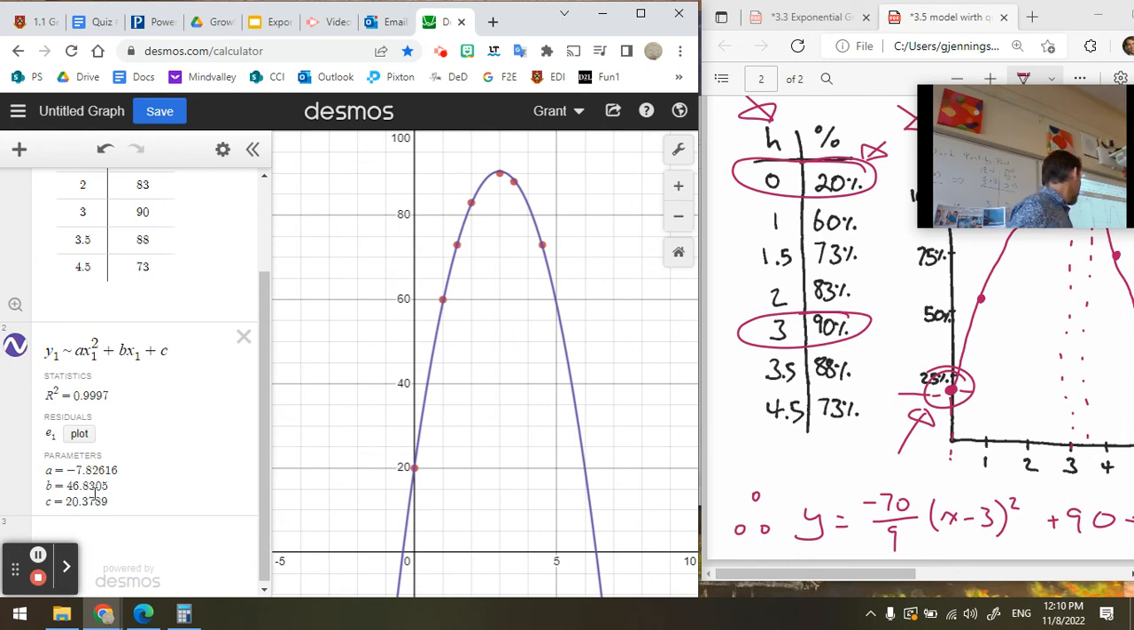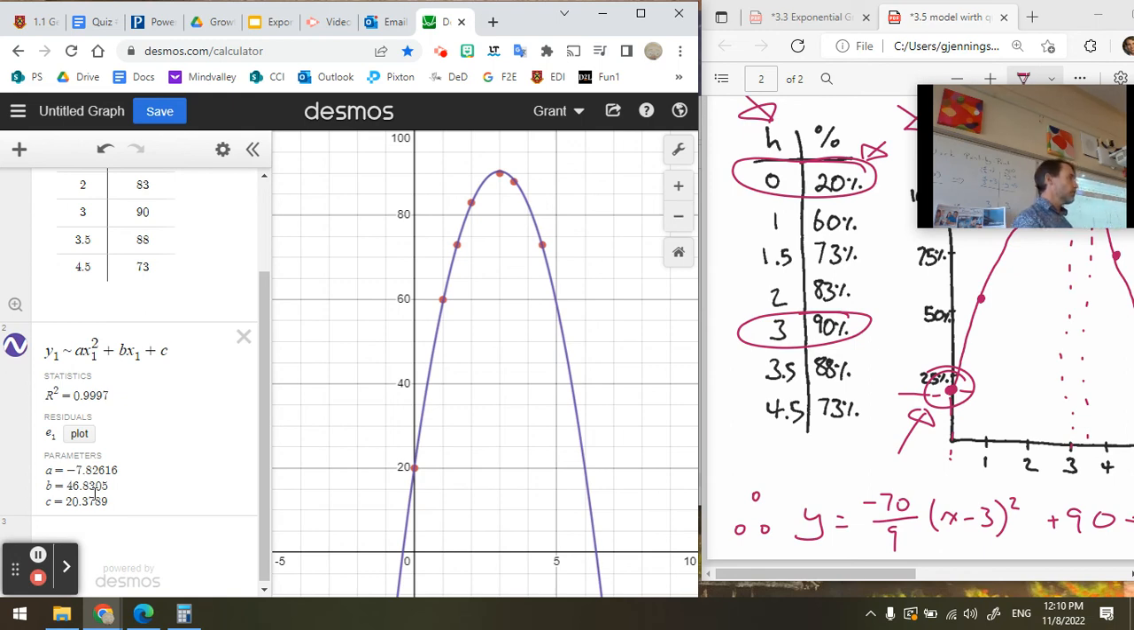And the B value is 46, meaning that that first hour of studying that you do gives you about a 40% jump or 46% jump. It's pretty accurate. We went from 0 hours studying to 1 hour studying, and we had a 40% jump. So that's pretty good. And then C at 20 just tells us the y-intercept.